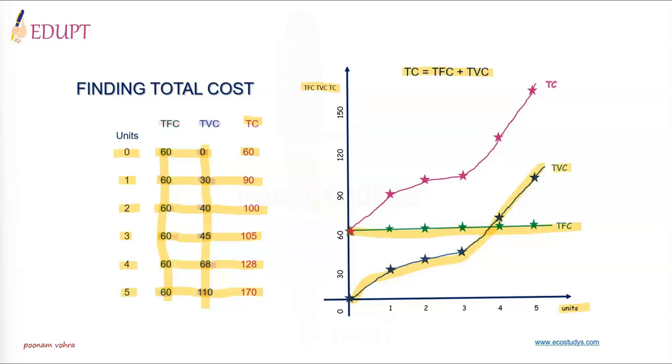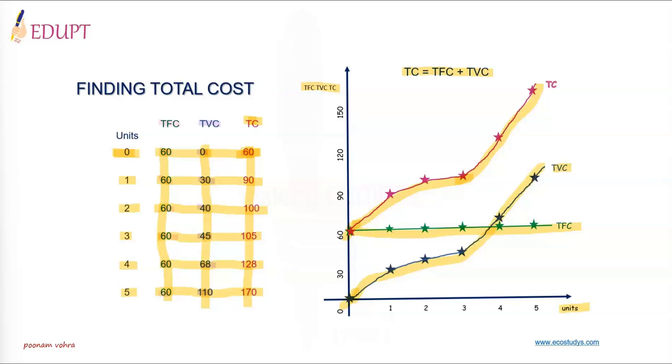Now it is possible to plot total cost. So one has to see that when 0 units are produced, total cost is 60. So the curve begins from a positive value, not from 0. And then total cost goes on increasing and takes the shape which is similar to total variable cost, because the change in total cost is only due to change in total variable cost, as fixed cost remains same.